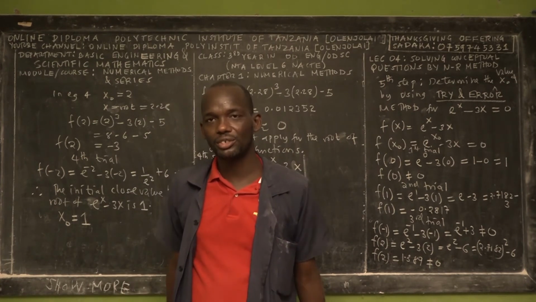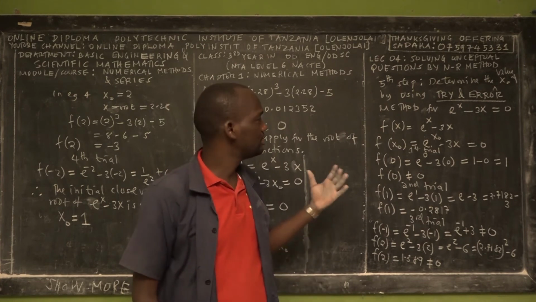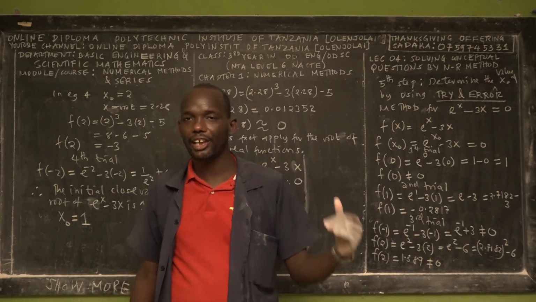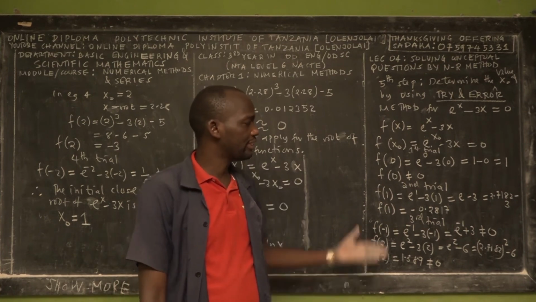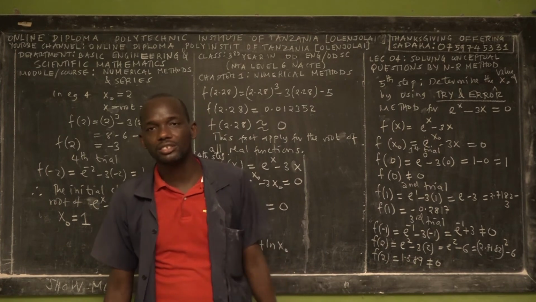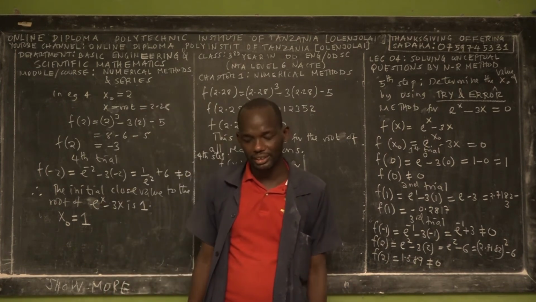That's how we deal with all problems like this, in which the initial value is not given. So you have to use the trial and error method. In case a function is complicated, you may also make use of your scientific calculator.